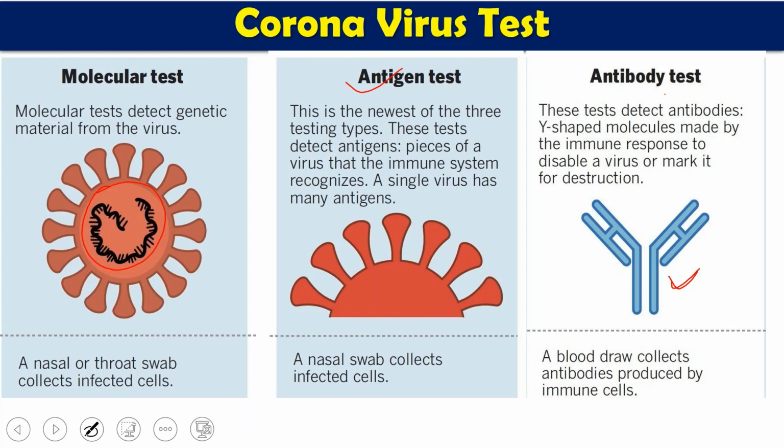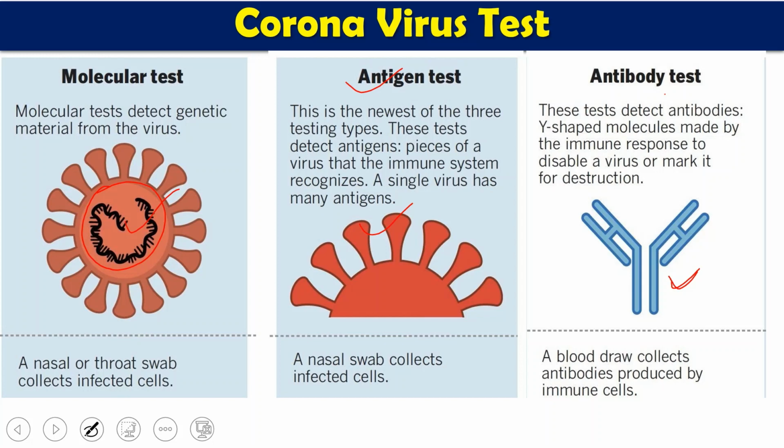For the molecular test and the antigen test, because we are going to detect the viral genome or viral proteins, we collect the viral samples. That viral sample will be collected either from the nostril or from a throat swab. And for the antibody test we have to collect blood, because antibodies will normally be present in our blood sample only.